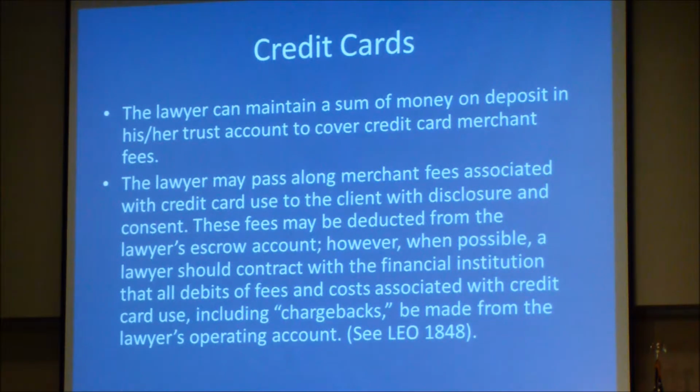The client wants to use a credit card for payment of an advanced fee. The credit card company wants to charge a merchant transaction fee and deduct the fee automatically from the lawyer's trust account. Can the lawyer have such an arrangement with the credit card company? A, yes. B, no.